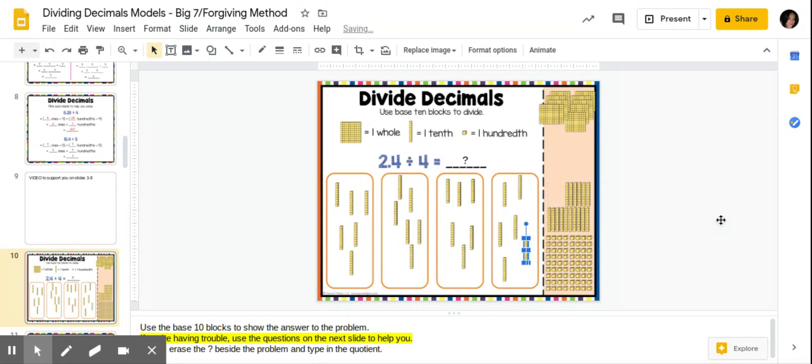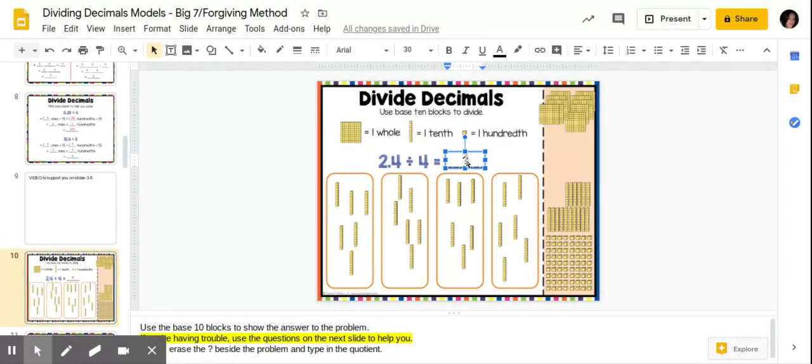Okay, so now all I have to do is go back and count. How many tenths do I have in each group? 1, 2, 3, 4, 5, 6. So all I have to do here is type 6 tenths and be careful that you are using correct place value. If you write 6, that would be an incorrect answer. So be careful.